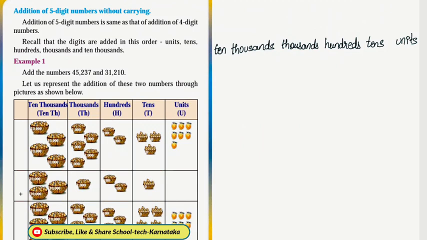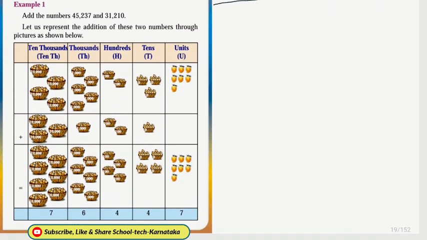The addition of 5-digit numbers is same as that of the addition of 4-digit numbers. If you recall correctly, the digits are added in this order. First we add the digits that are at units place, and then we move forward and add the digits at the tens place, the hundreds place, then the thousands place, and then the 10,000s place. This is for 5-digit numbers. So let's start with our example 1.